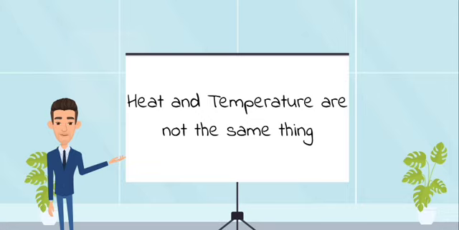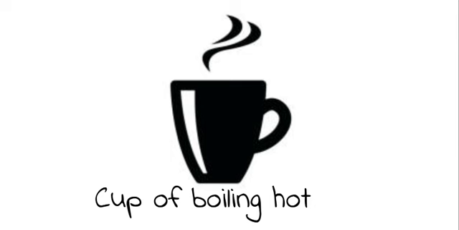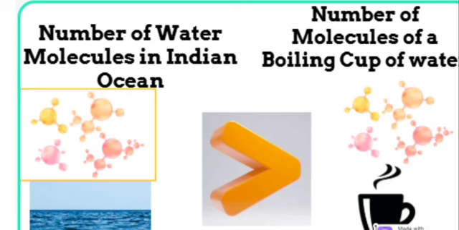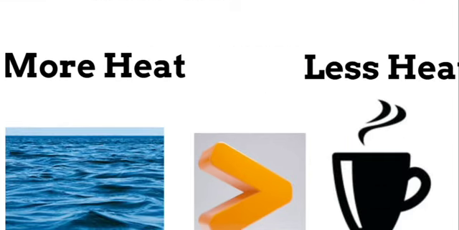Let's first examine what heat is by using a simple example. Suppose you have a cup of boiling hot water and the entire Indian Ocean on the other hand. From experience, we all know it is obvious that the Indian Ocean contains many more liters of water than our cup of boiling hot water. This means that the Indian Ocean has a far greater number of water molecules than our cup of boiling hot water. As a result, the water in the Indian Ocean contains more heat than our cup of boiling hot water.